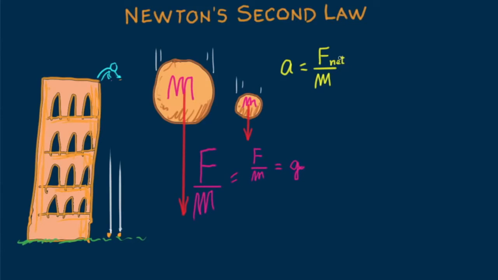We say net force here to include times when more than one force acts on an object. When the net force is only weight, mg, look what Newton's law tells us: that whatever the mass, the acceleration is g.